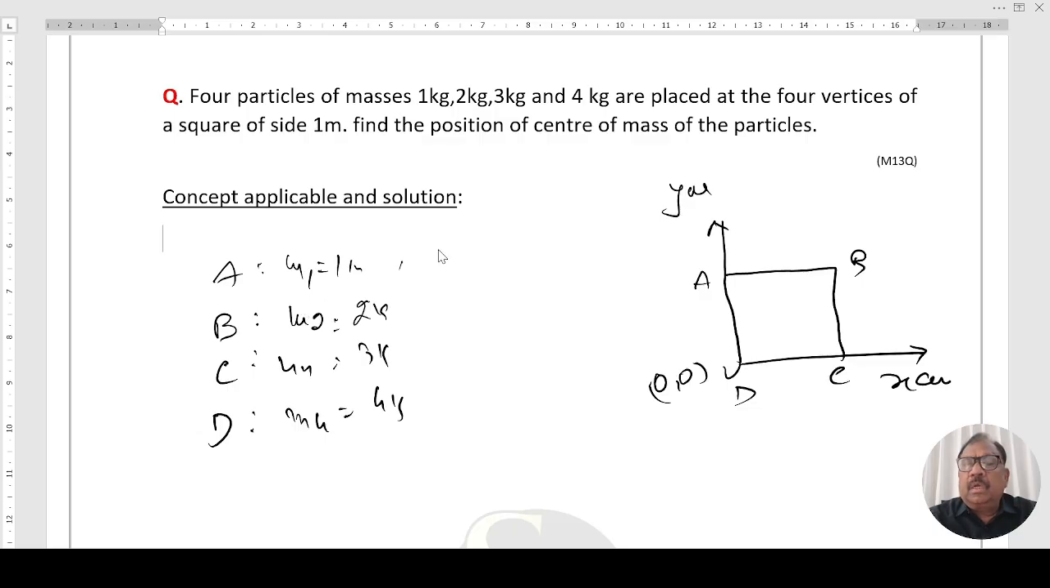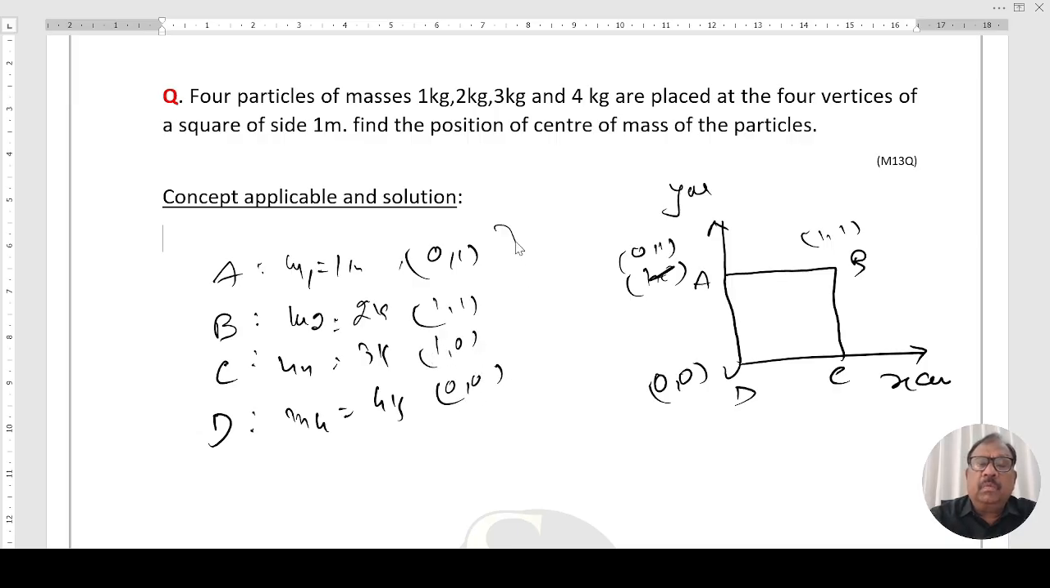In this case, x1, y1 will be 1, 0. Sorry, 0, 1. C is the point 1, 0. D is the point 0, 0. This is a four particle system and two dimensions are being used.